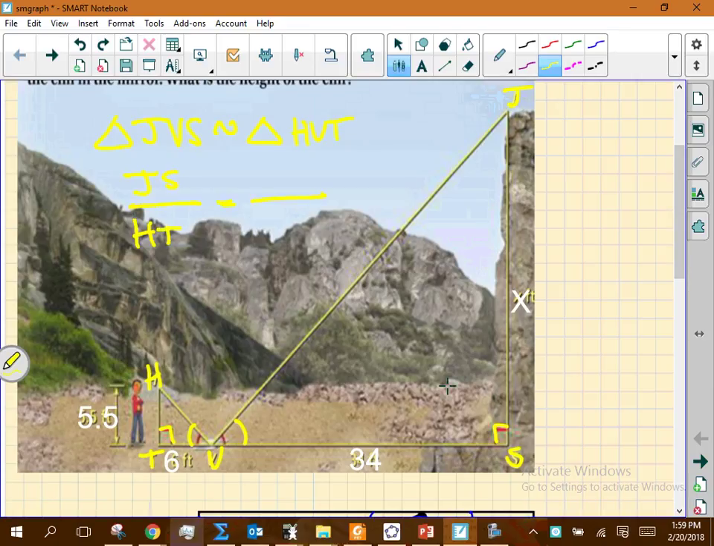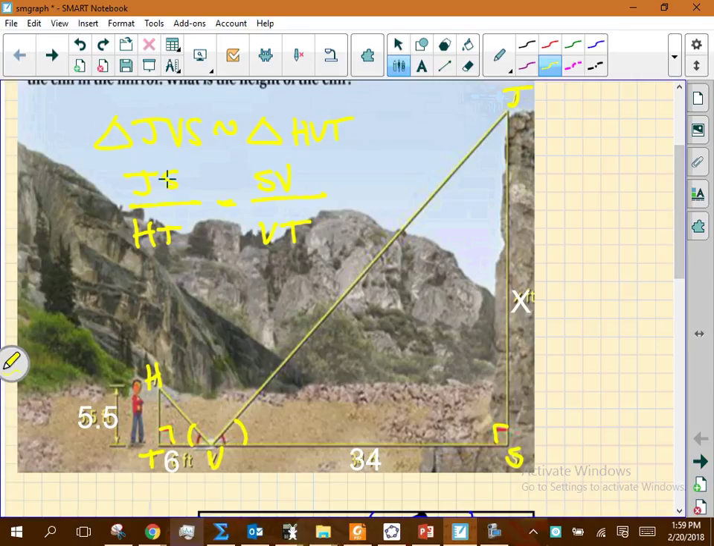And then S to V, or V to S, should be comparing to VT. Does that argument make sense to everybody? Okay. Now the reason I'm saying I could also make the argument that H to V and J to V are the same, but I don't know those values, so I'm not going to create that ratio.